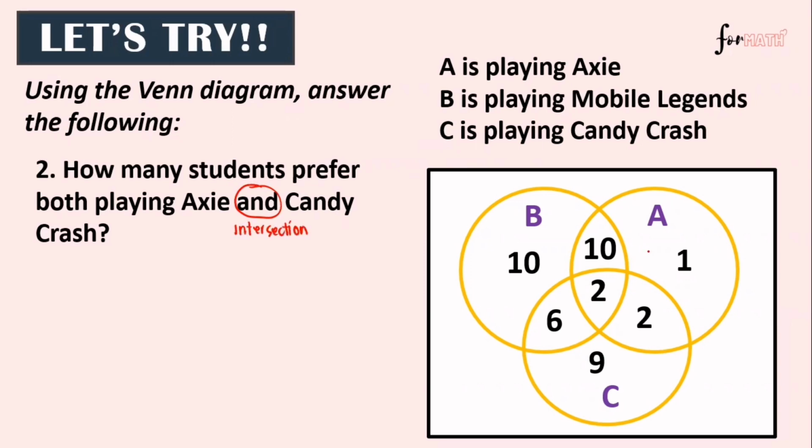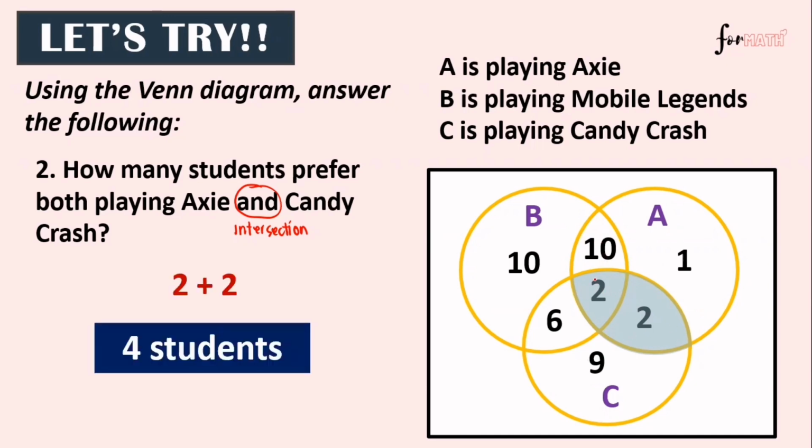Okay? Kumbaga, yung intersection po ito nung A and C natin. A is the Axie, C is the Candy Crush. So yung intersection ng ating A and C, kasi both daw na Axie and Candy Crush. Okay? So kasi hindi natin isasama dito yung 6 kasi yan po ay para kay Candy Crush and Mobile Legends. Hindi naman natin isasama yung 10. It's because ito ay para kay Axie and Mobile Legends. So ang sabi dito ay both Axie and Candy Crush. So we have 4 students.